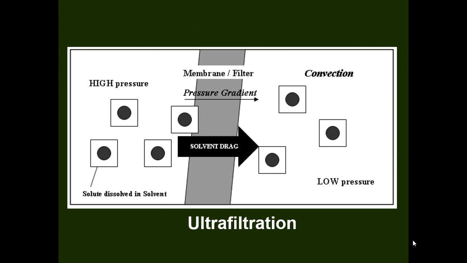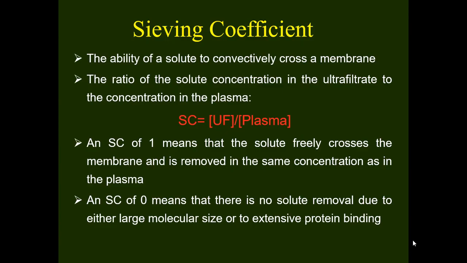Now if your ultrafiltration has solvent drag with it, which is dependent on the pore size of your membrane, this is known as hemofiltration. This is dependent on the sieving coefficient, which is the ability of a solute to convectively cross the membrane, the ratio of solute concentration in the ultrafiltrate to the concentration in plasma. A sieving coefficient of 1 means that the solute freely crosses the membrane and is removed in the same concentration as in plasma. A sieving coefficient of 0 means that there is no solute removal, due to either large molecular size or extensive protein binding.